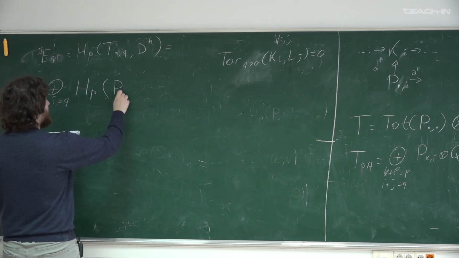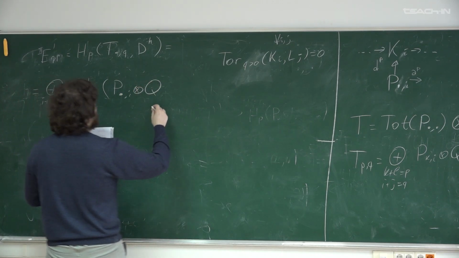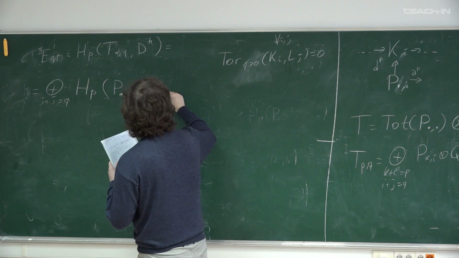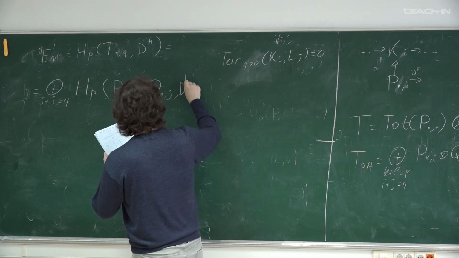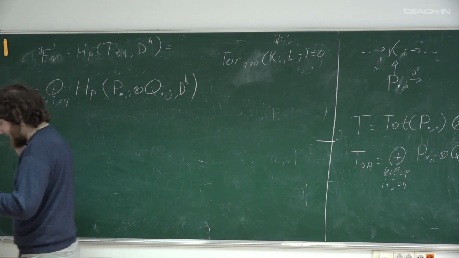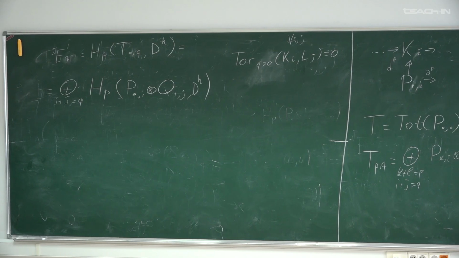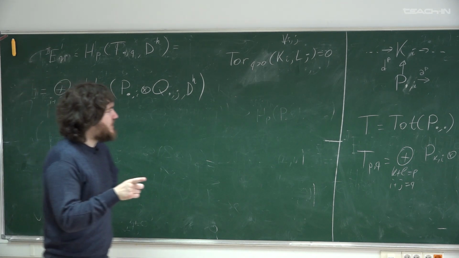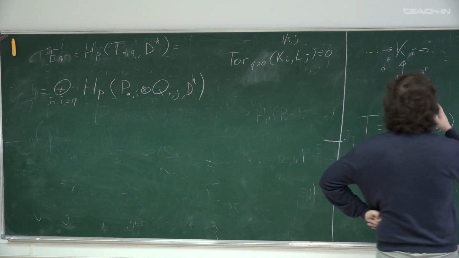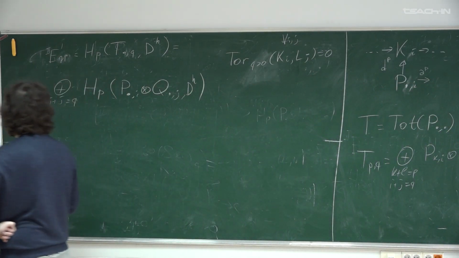Yes, it's the tensor product of these two chain complexes, with I and J fixed, for the horizontal differential. And what are these homologies? No, this horizontal differential is a kind of splitting differential.